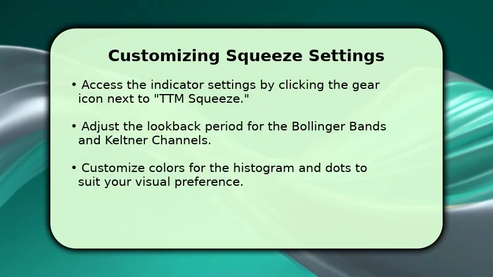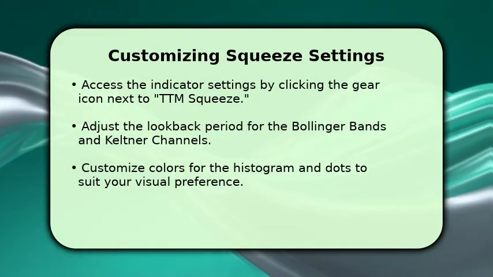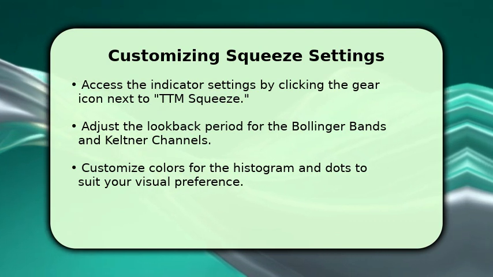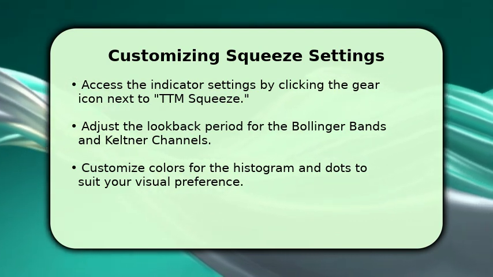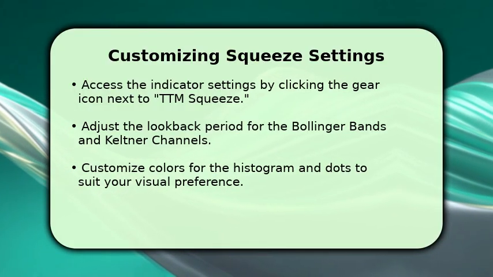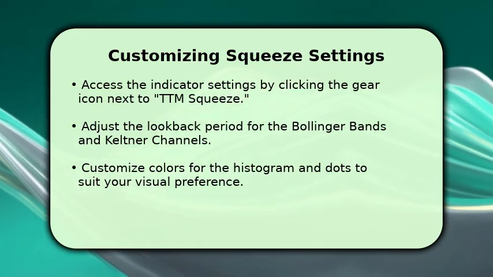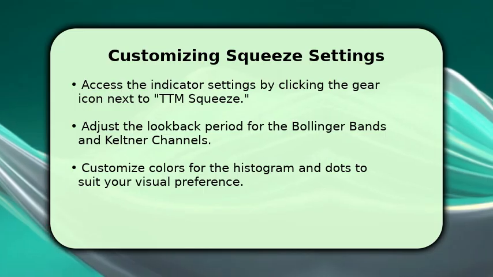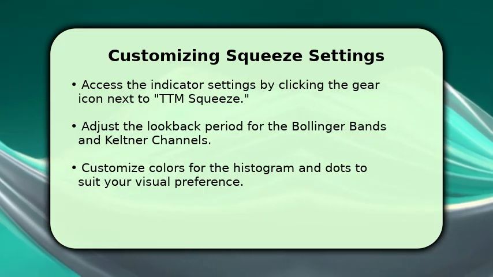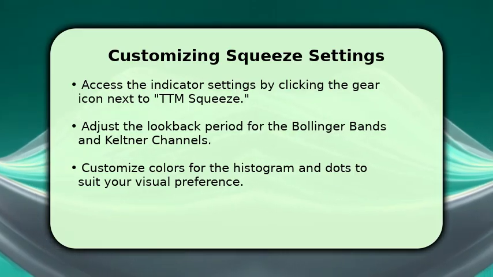Now, let's customize the TTM squeeze for better visualization. In the Edit Studies window, click the gear icon next to TTM squeeze. Here, you can modify parameters like the length of the Bollinger Bands and Keltner channels, which define the squeeze. You can also change the colors of the histogram and the dots to make the signals clearer for your trading style. Remember to click Apply and OK to save your changes.